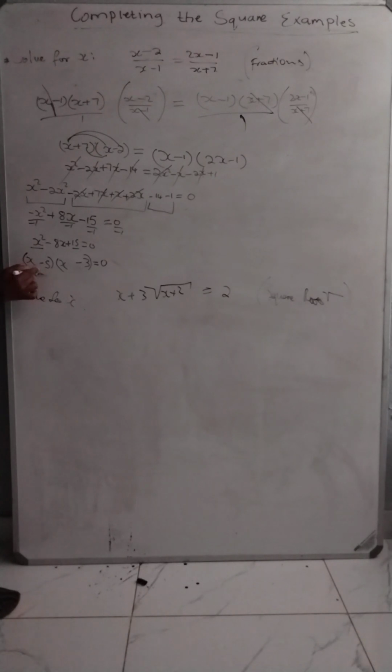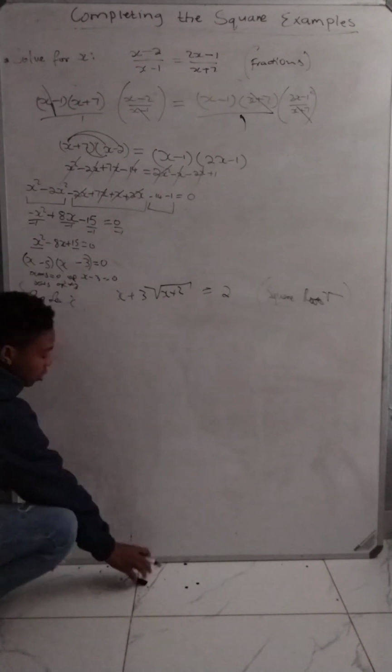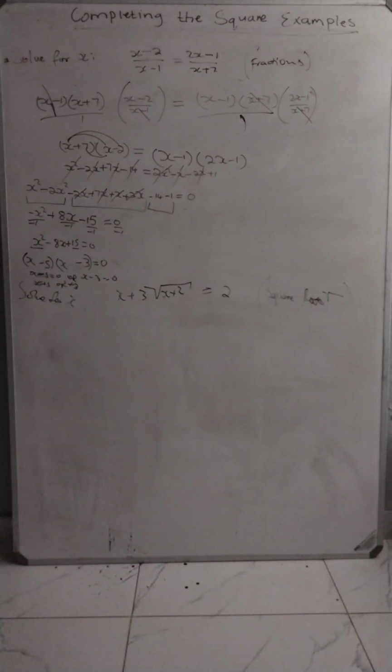so here you will have x minus 5 equals 0, or x minus 3 equals 0. So your x will be a positive 5, or it will be a positive 3. And when you get to this stage, you go back and substitute into your equation to see which one is true, if not both, and which one is correct and which is not.